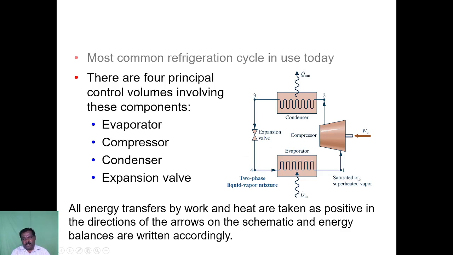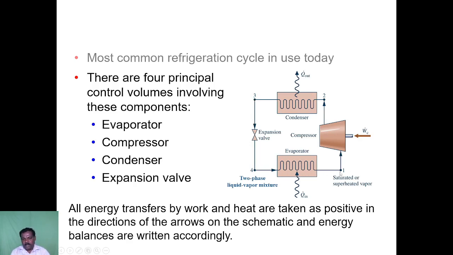So all of you have a refrigerator in your home without knowing the working principle. But as a mechanical engineer, you should know the working principles of a refrigerator with the main components involved. The main components are the evaporator, where we preserve all the things, then the compressor, then the condenser, then the expansion valve. The refrigerant flows through all these four components.